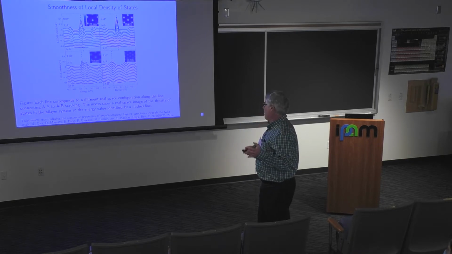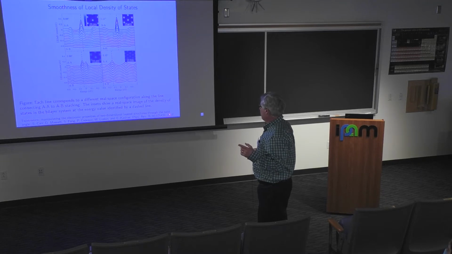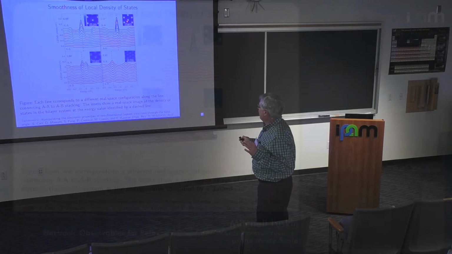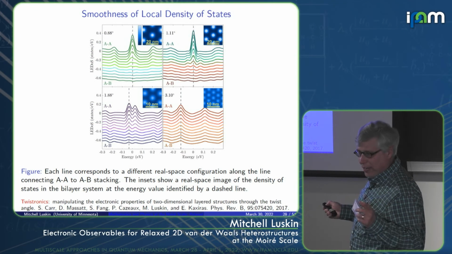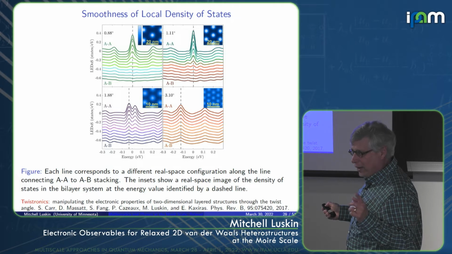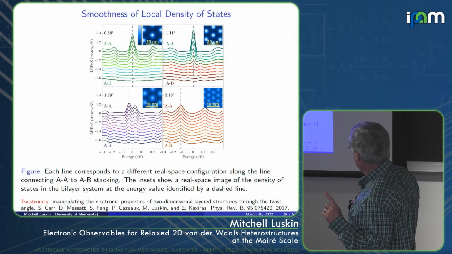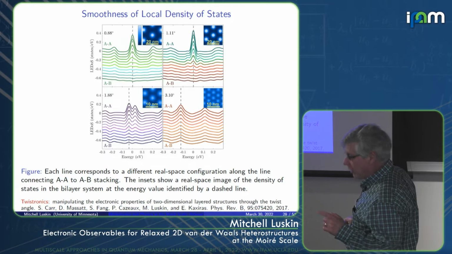I will say, we published this paper in 2017, and the localization, the high density of electrons at these AA sites, we see that at the magic angle. So that was already an indication of something interesting, a year before the experiment.